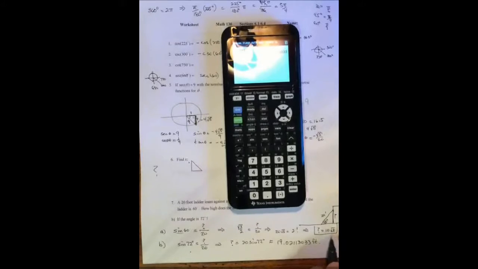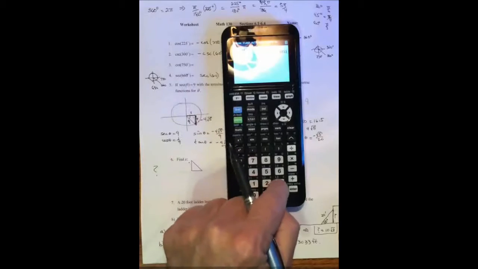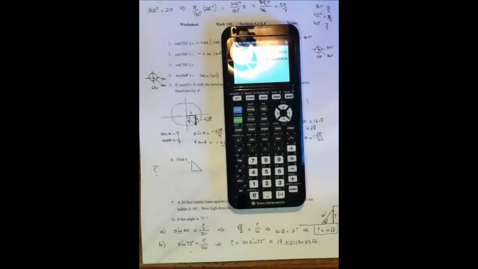Well, our previous answer was 10 square root of 3. So our previous answer was about 17.3, so it makes sense. Just think, if you're at 60 degrees and raise it up to 72, you're going to go higher up the wall.